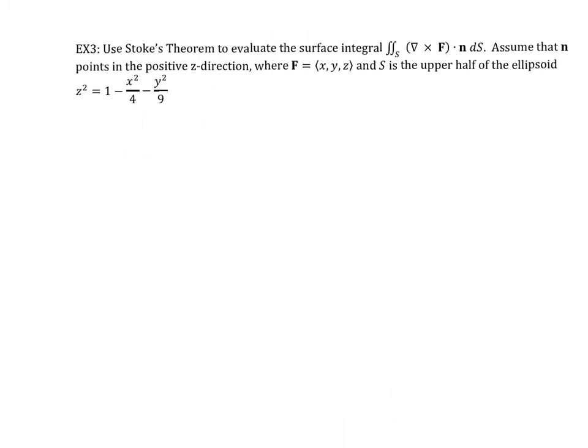In this last example, example 3, we're going to use Stokes' theorem to evaluate the surface integral. We're going to assume that n points in the positive z direction. We have our vector field F. S is going to be the upper half of this ellipsoid, z squared equal to 1 minus x squared over 4 minus y squared. Again, I am going to go ahead and do a little sketch.